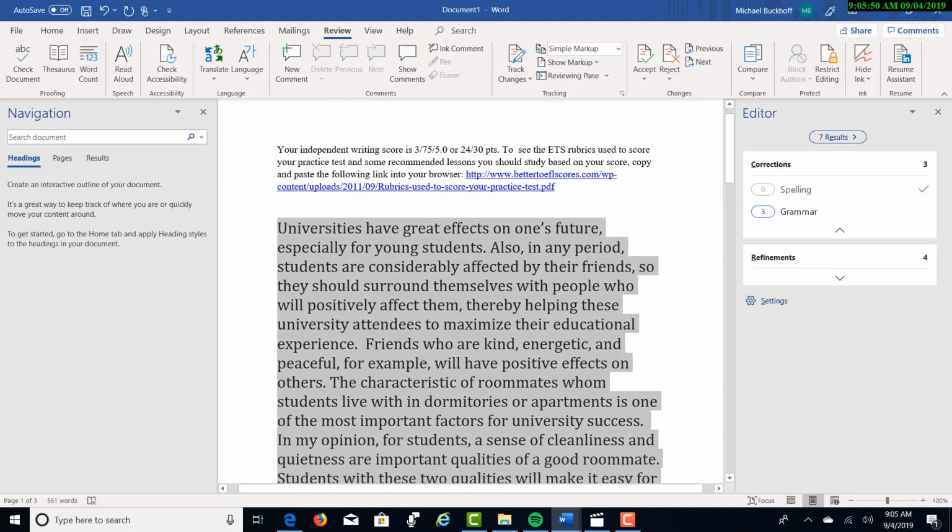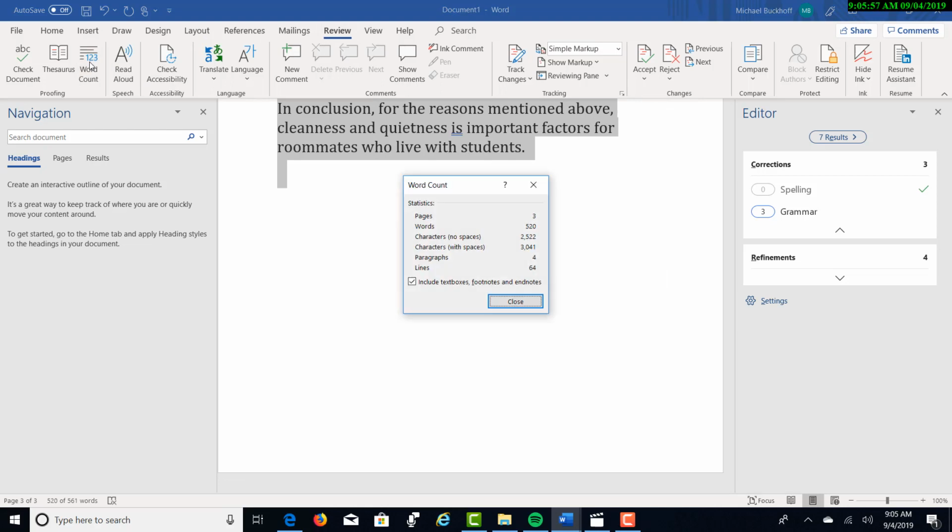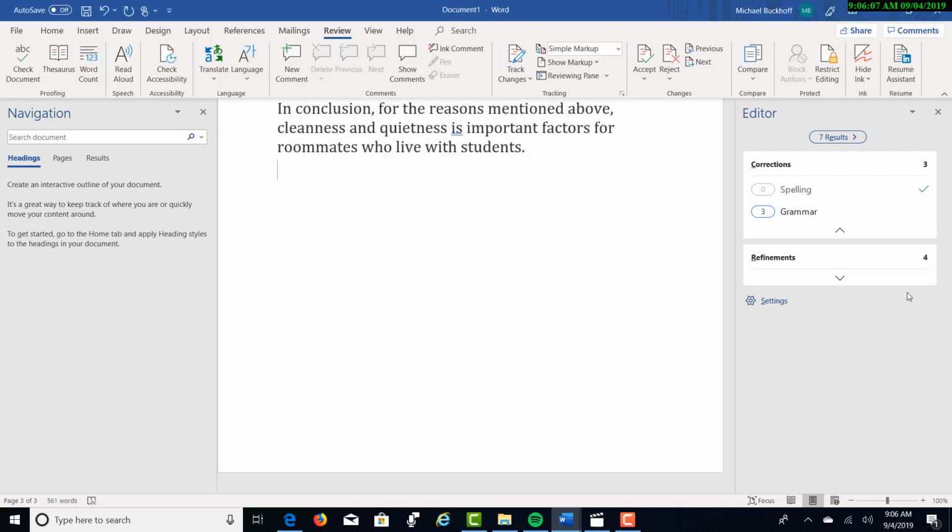Okay, hold on a minute here. Let me see how many words we have now. So we're now at 520, so I added a little bit more in there in the introduction and in some of those paragraphs to clarify your ideas a little bit more.